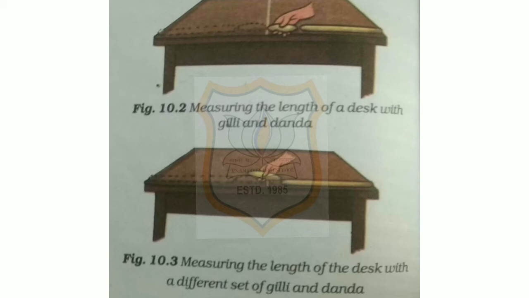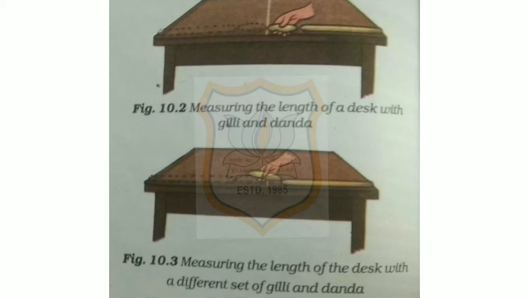Both Paheli and Bujo are very fond of playing gilli danda with their friends. Bujo brought a set of gilli and danda with him. Here is how they tried to measure the length of the desk using the danda and the gilli. You can see figure 10.2, measuring the length of the desk with gilli and danda.